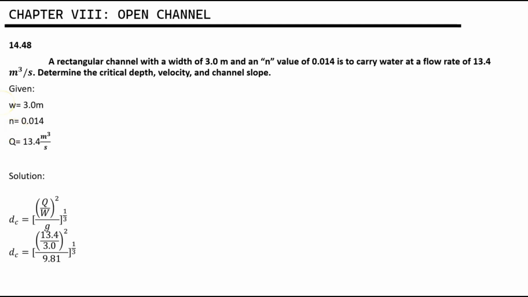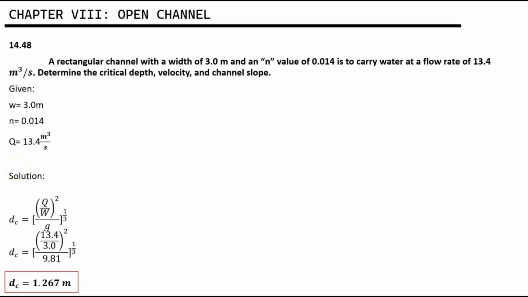For the critical depth, we can use this formula. D sub C is equal to (Q divided by W) squared divided by g, all raised to the 1/3. Plugging in all the given values, we have (13.4 divided by 3.0) squared over 9.81, raised to 1/3. Simplifying this equation, we get the value of D sub C, which is equal to 1.267 meters. Now we have the value for the critical depth.